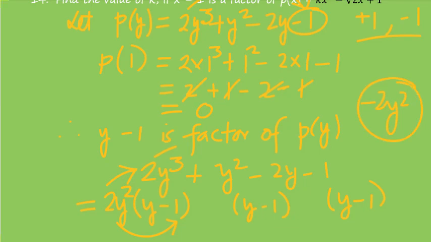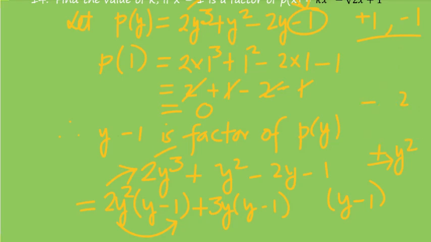But how many y square do we have? We have plus y square. So what should be added to minus 2 to make it plus 1? Plus y square means plus 1, right? It should be plus 3. So 3y square it will become. So calculate it, 3y square and minus 2y square is equal to how much? Y square.